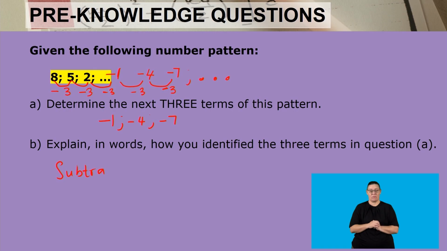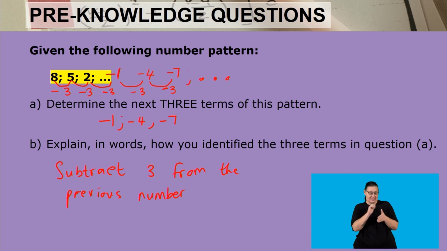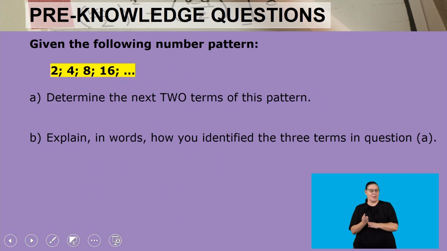So for us to find the next term, we subtract 3 from the previous number. So we subtract 3 from the previous number. Let's continue with another pre-knowledge question.